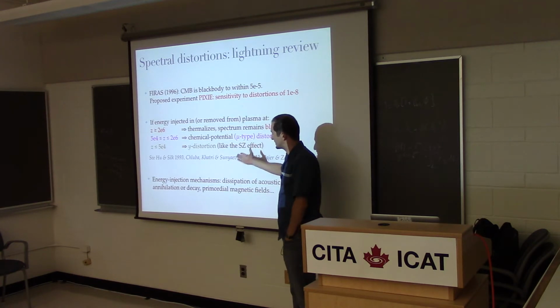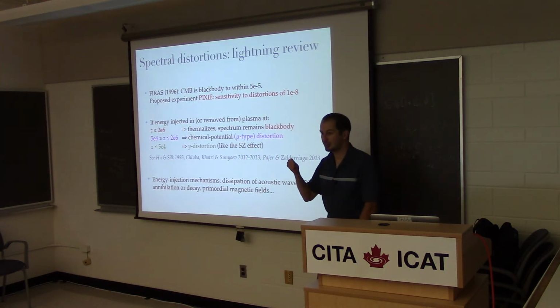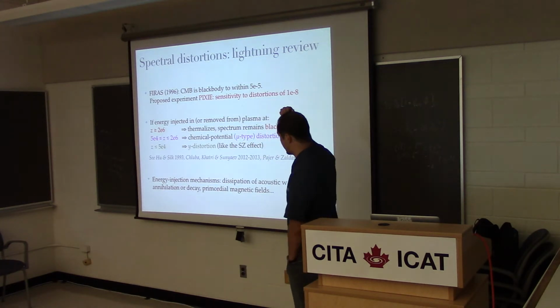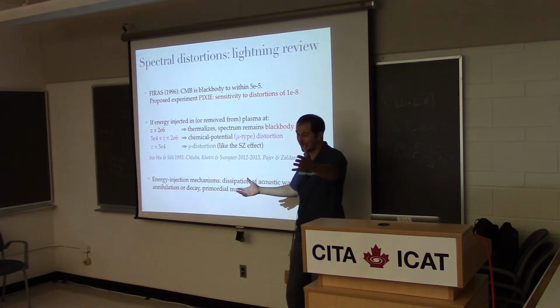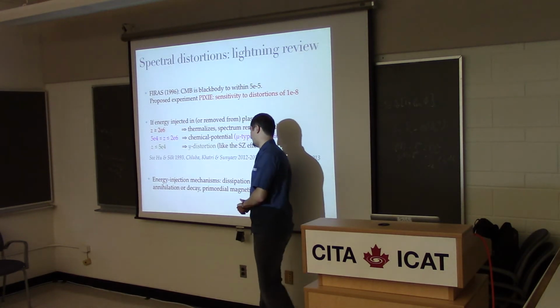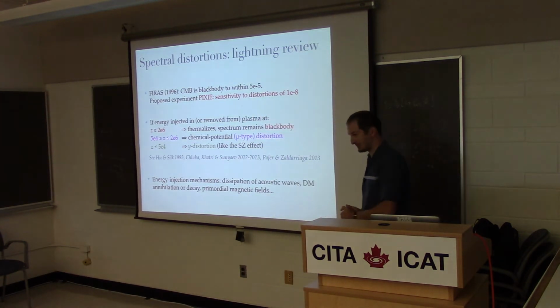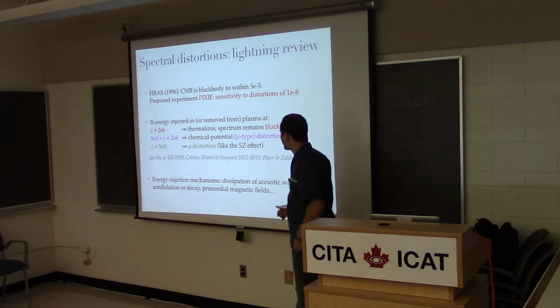And finally, if you inject energy in the plasma at redshift less than 50,000, then even the redistribution of frequency is not efficient anymore, and you get a distortion which is exactly like the Sunyaev-Zeldovich effect, except that you don't have a very hot cluster. You have whatever small, tiny difference of temperature between the photons and the electrons, and this is called a y-type distortion. This was worked out by Hu and Silk a while ago, and then Jens Chluba and collaborators have tons of papers on this, if you want to read.